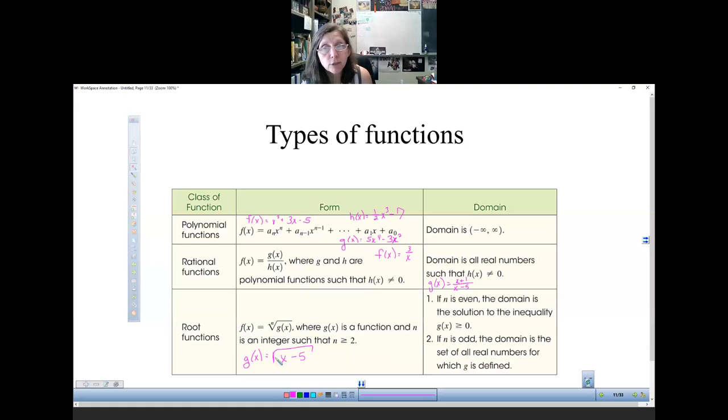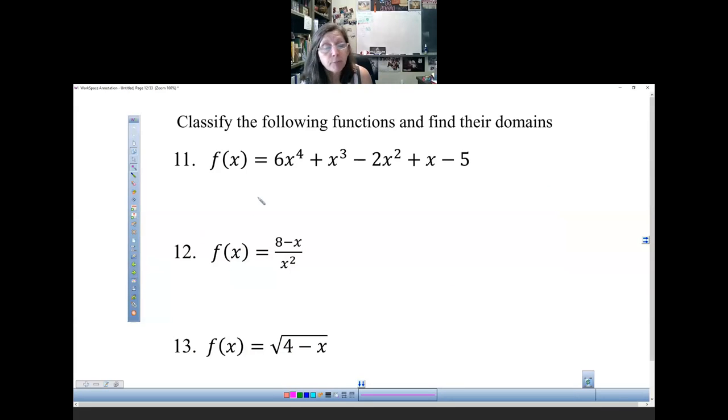So I need you to be able to look at a function, recognize what kind it is, and then be able to identify its domain. So that's what we're going to do next. I put them in order for a reason, so I want these to match up. Hopefully you'll be able to quickly identify what kind of functions they are, and then we are going to talk about their domains. So number 11 here is a polynomial function.